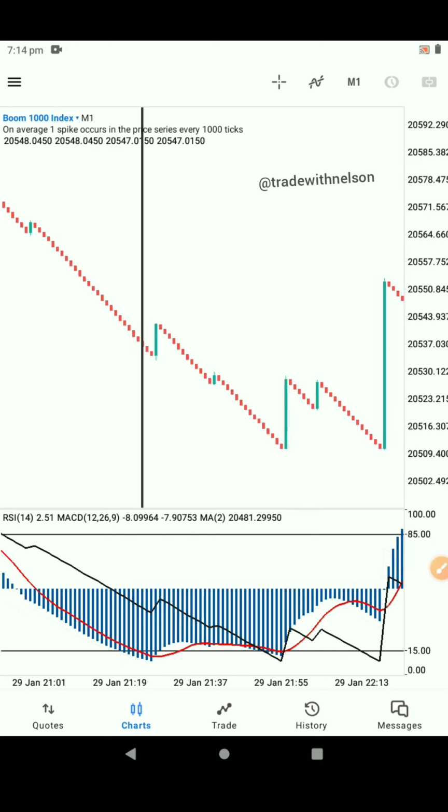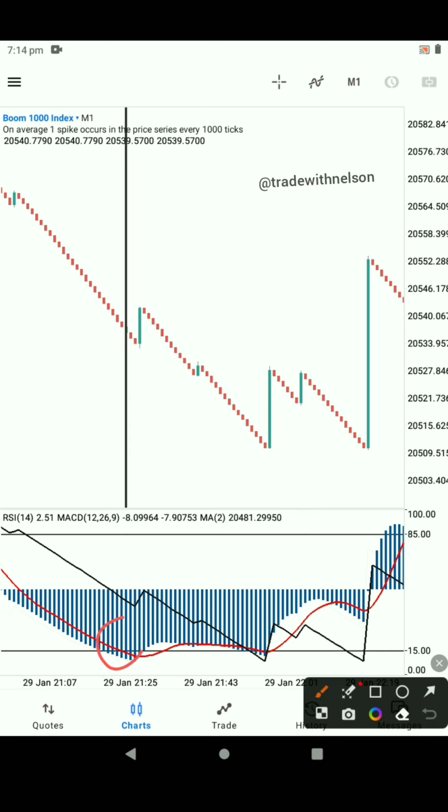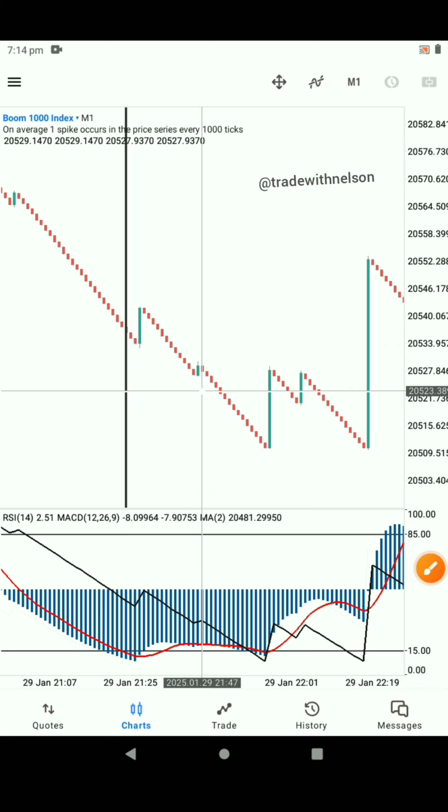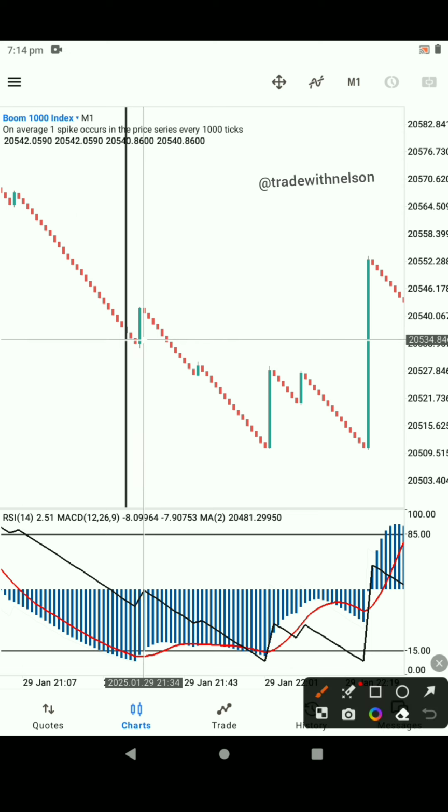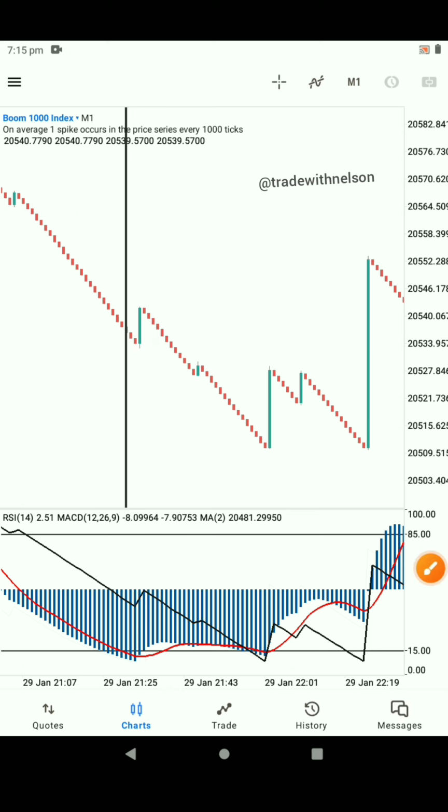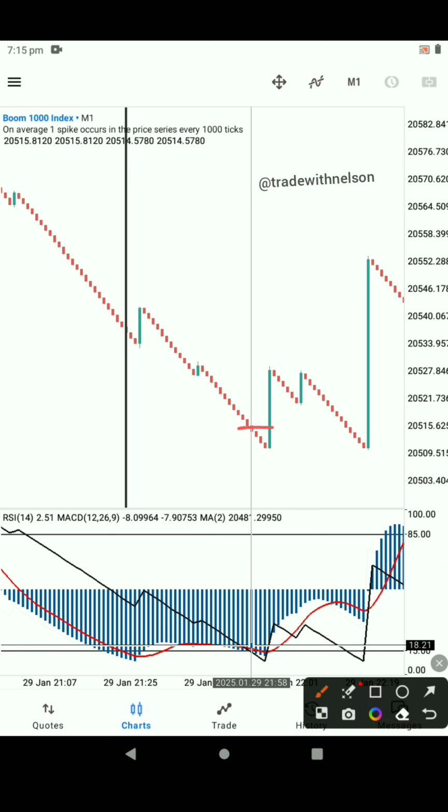As you can see over here, the blue and the red enter into the 15 level, but the black did not enter. We see that the market creates a spike, but the spike did not go for a long time before it continues to trace down. So immediately this black enters, let's take this one. You see, this is the point where the black enters. We will enter a buy.